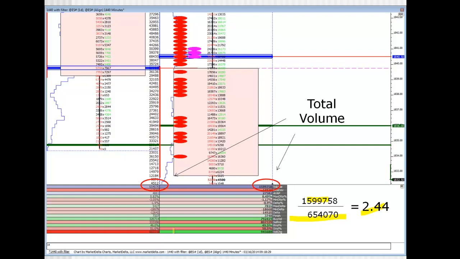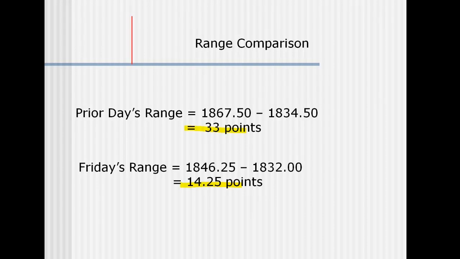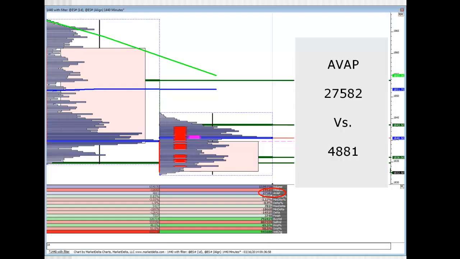But for the time being, the message or the information that I am getting from the 24-hour activity is that buyers have stepped in, and the market did not expand the range much lower. So there is a vigorous battle on our hands. And we looked at the range comparison. Another indicator that helps us to identify that is the average volume at price.